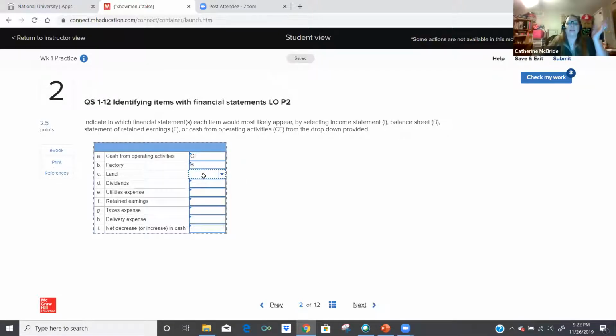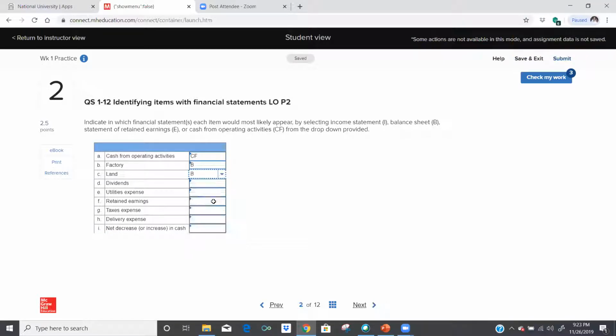So land. Land is also an asset. It's something that we have for the future benefit. What financial statement is land going to go on? Balance sheet? Yep, the balance sheet. So see, this is doable. Do you see how this works?